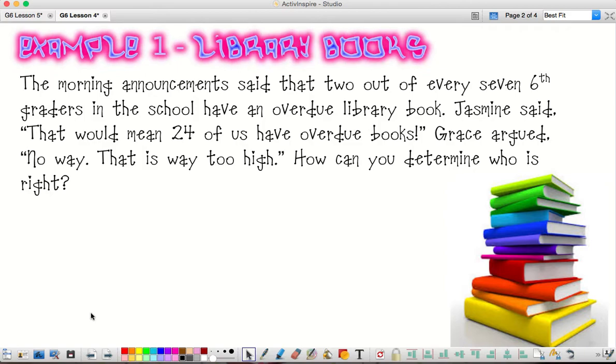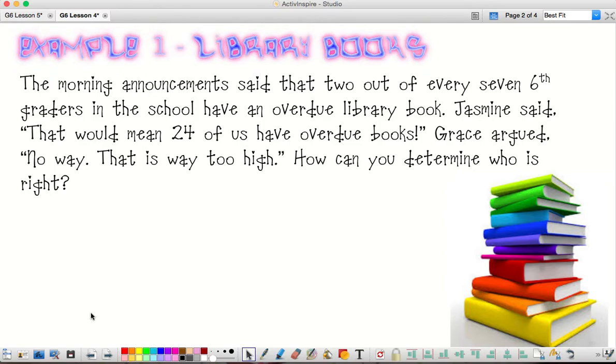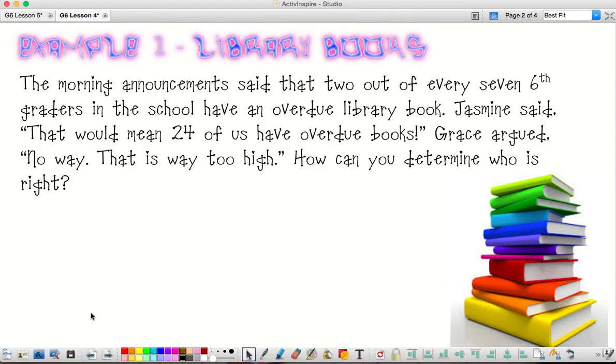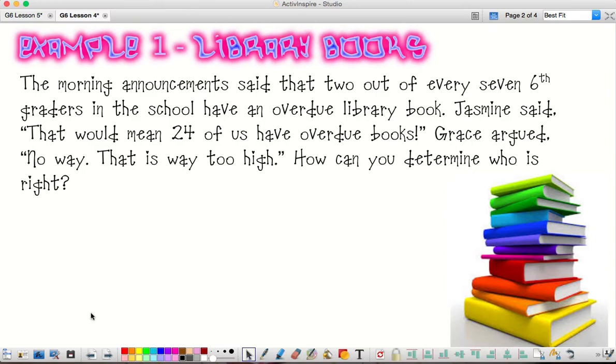Alright, so the first thing I want you to do, in your student workbooks, you'll see you have example 1, and it talks about library books. The question here is, in the morning announcements, it said that 2 out of every 7 sixth graders in the school have an overdue library book. Jasmine said, that would mean 24 of us have overdue books. Grace argued, no way, that is way too high. How can you determine who is right?